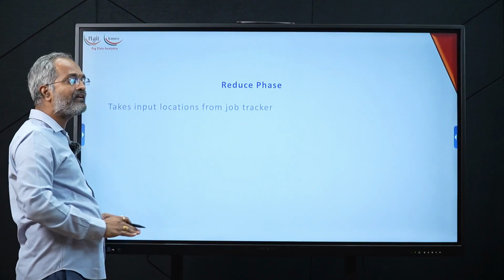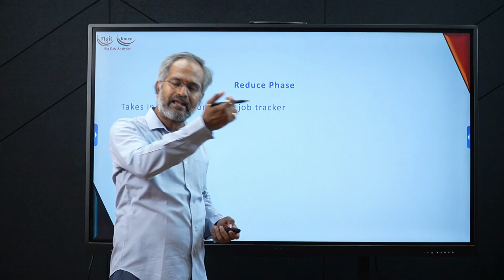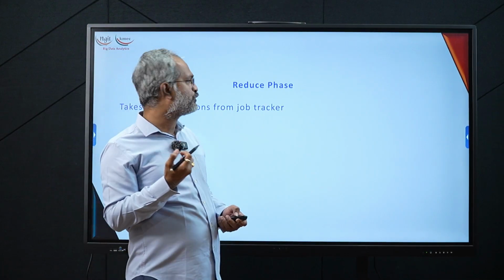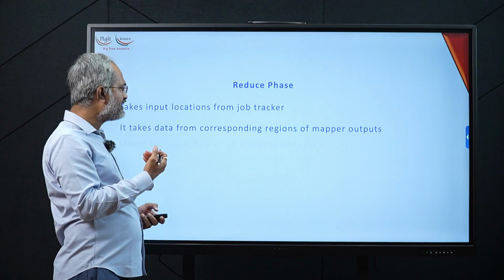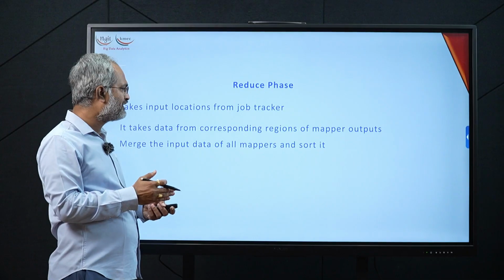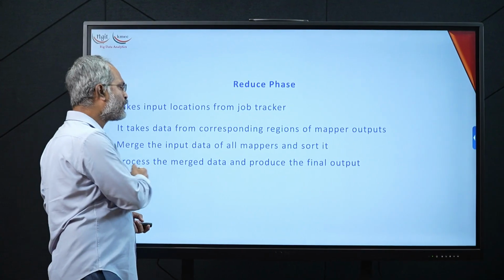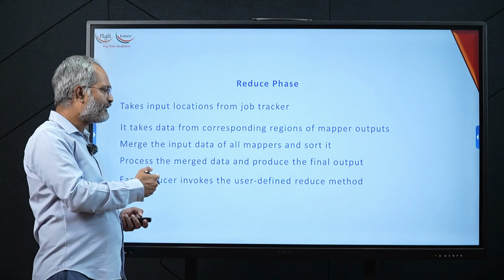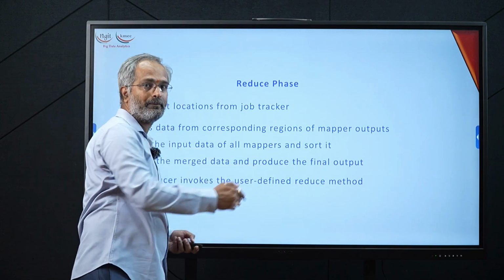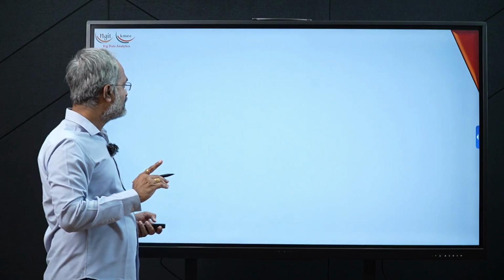In the reduce phase, from the job tracker it will take the intermediate output locations and collect the data from the corresponding regions. Then it will shuffle and sort it, merge all the outputs, process the merged data and produce the final output. Each reducer invokes a user defined reduce method. The mapper will call the map method, the reducer will call the reduce method. So we can continue in the next session.